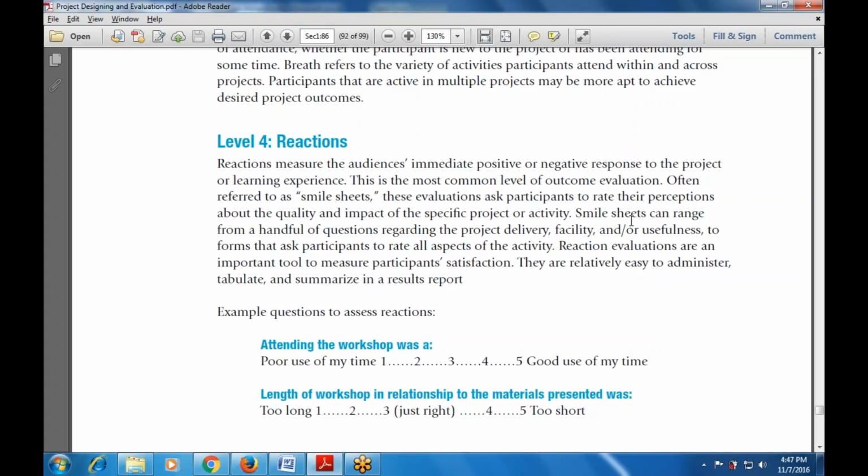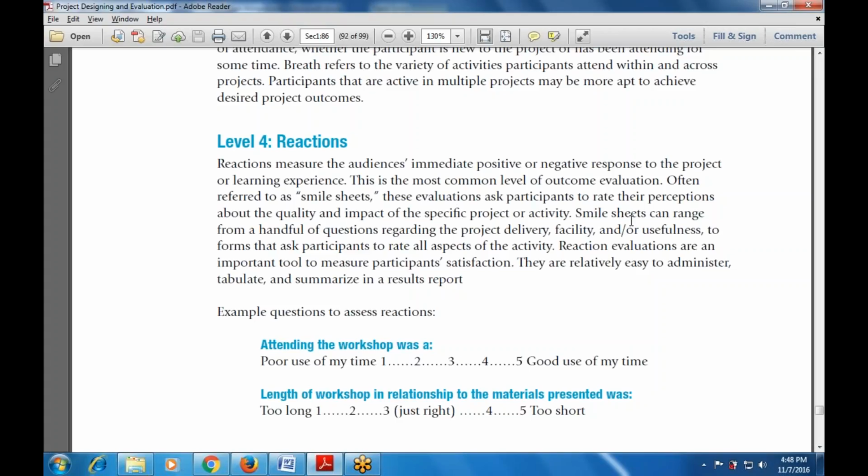Now, what are the various example questions to assess the reactions? The first one is: attending the workshop was a poor use of my time. A poor use of my time is 1, 2, 3, 4, 5. A good use of my time is very good. That may be a 2, a 3, a 4, or a 5. It depends on the data, it depends on the category. So it ranges from 1 to 5.